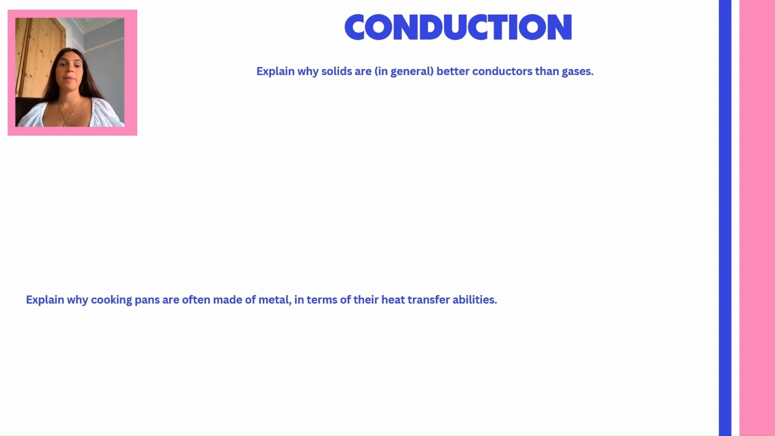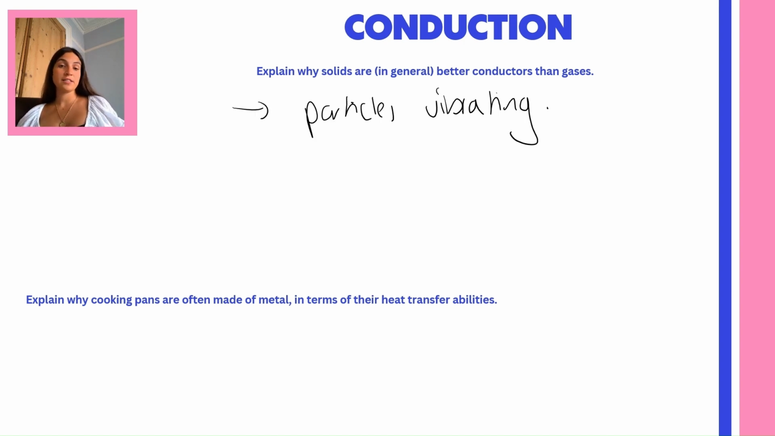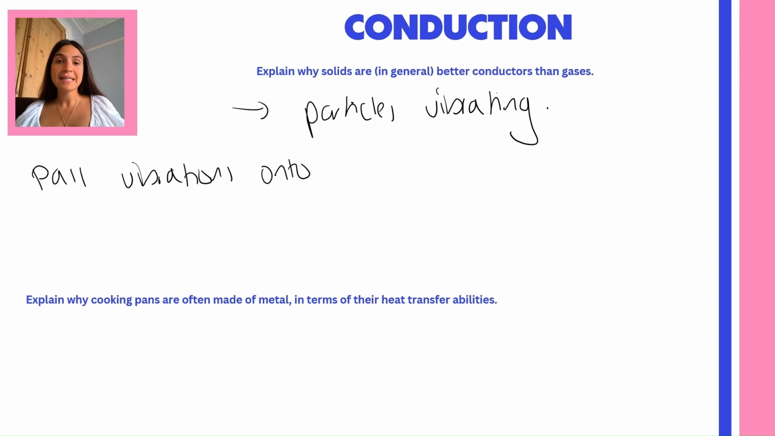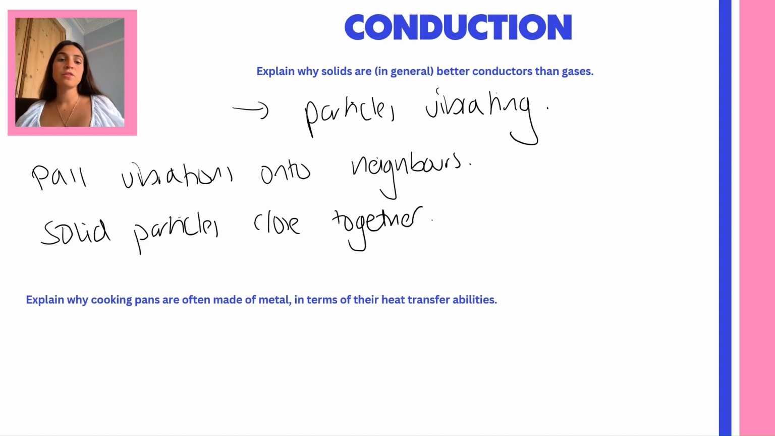Okay, explain why solids are in general better conductors than gases. Well, first we need to think about what it means to be a good conductor. So what you have with a good conductor is you have the particles in that material vibrating. And what happens is the particles near the heat source begin to vibrate with these large amplitudes, and then they pass those vibrations on to their neighbours. And in that way, the heat moves through the material. So the point about solids is that their particles are really close together, so they can pass these vibrations on and transfer the energy easier.